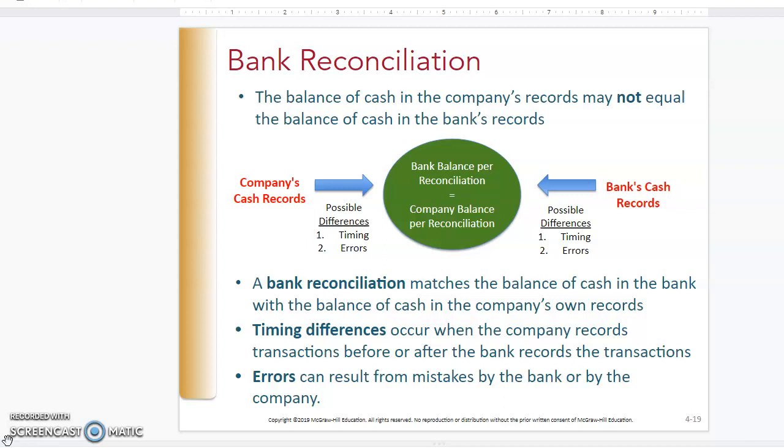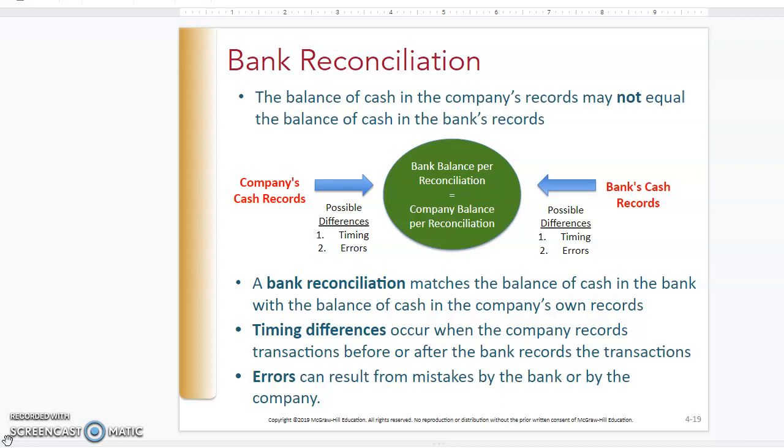Now, most companies do a bank reconciliation at the end of the month, and we often need an adjusting entry at the end of the month to record things that are not recorded on the books, and we'll get to that in a minute. Timing differences means that some things may be recorded on the company's books and not by the bank yet, or vice versa. We may have some things recorded by the bank that the company doesn't have recorded in the books.